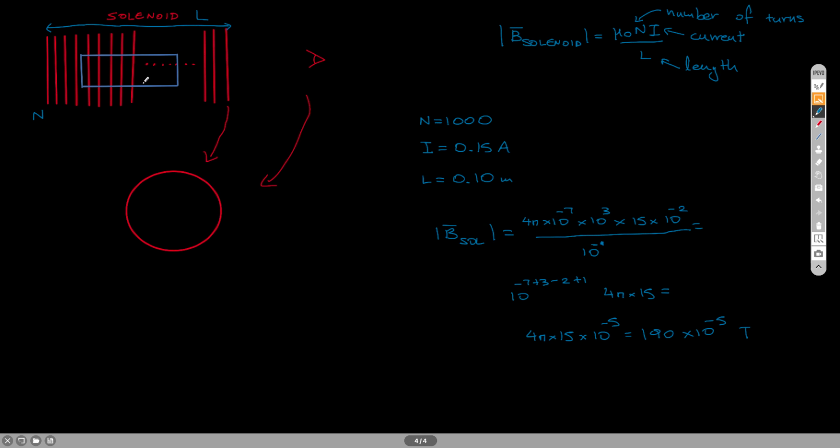It is a good idea to remember that we do approximate the magnetic field that the solenoid creates outside of the solenoid to be approximately zero. So if you are anywhere outside, B of the solenoid is not really zero, but it's very small, much smaller than what you get inside.